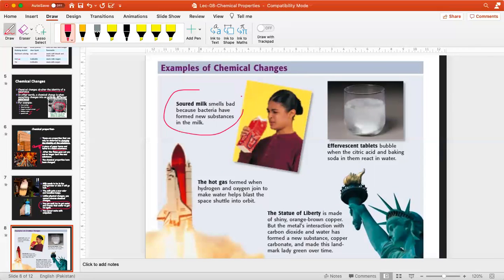Sour milk smells bad because bacteria have formed new substances in the milk. Okay, so effervescent tablets, for example calcium tablets or Disprin tablets, bubble. Whenever you react citric acid and baking soda in water, you will see bubbles, right?